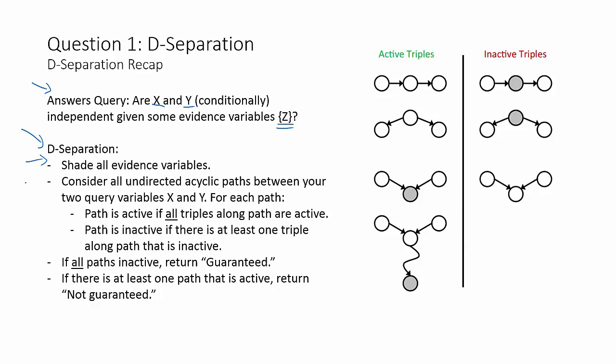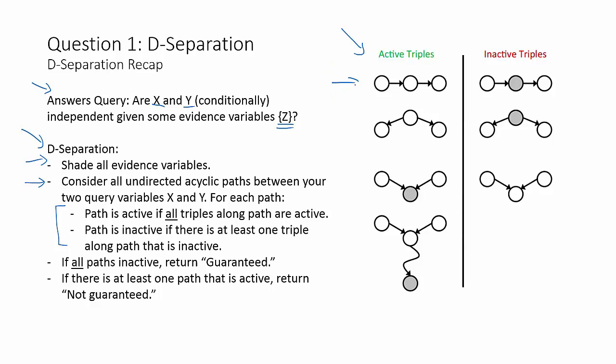Then, we consider each undirected acyclic path between the two query variables. For each path, we figure out if the path is active or not. A path is active if all the triples along the path are active. And to determine whether a triple is active or not, we use the following chart shown here. There are three categories of triples.